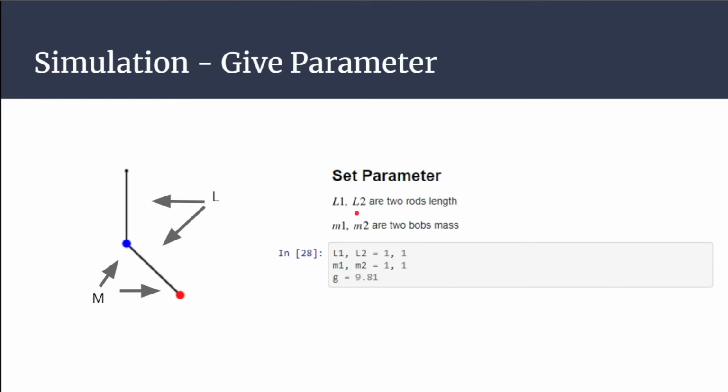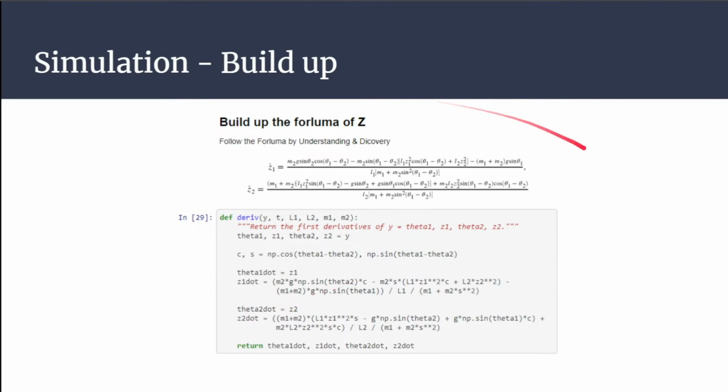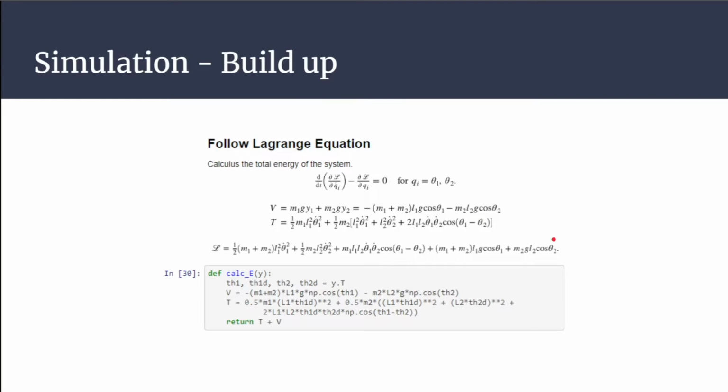Next is the initialize part. I set the L and M variables to determine the width ratio of the rod to the mass point of our model. Then we can establish two formulas based on the result derived from understanding and discovery. Like that. In order to do mathematical calculations, we can organize the potential energy formula into V and T.